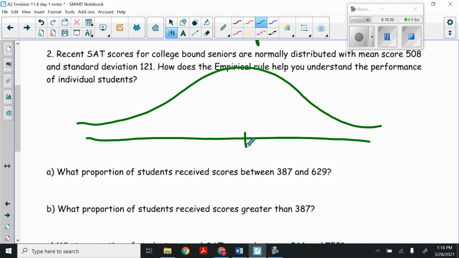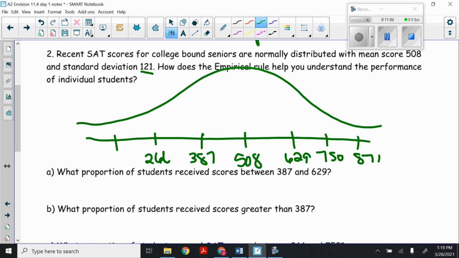In the center is where my mean, my average goes, 508. I need to go 3 above and 3 below. I add my standard deviation of 121 each time. So 508 plus 121 gives me 629. 629 plus 121 puts me at 750. 750 plus 121 puts me at 871. I go back to 508 and I subtract 121 and I get 387. Subtract 121 again, 266, and subtract it again, 145.